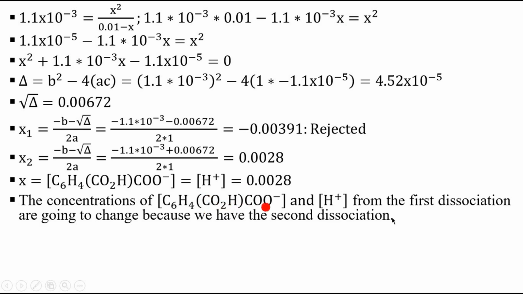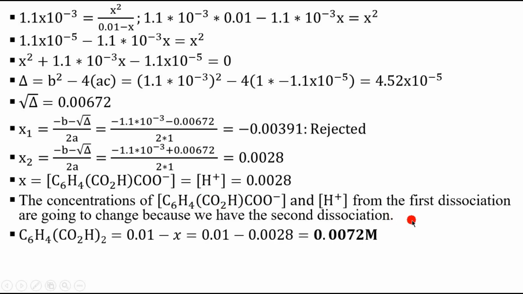But the one that does not change at equilibrium is the undissociated acid, which is equal to 0.01 minus x. That means you have 0.0072 molar of undissociated acid. This one will remain at equilibrium because in the second dissociation it will not dissociate and will not change.